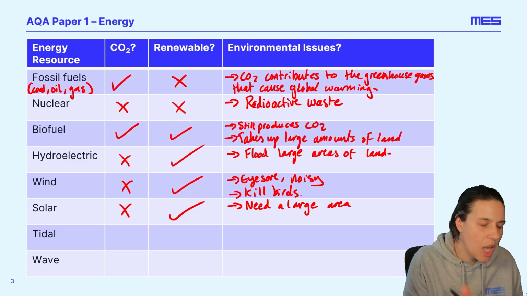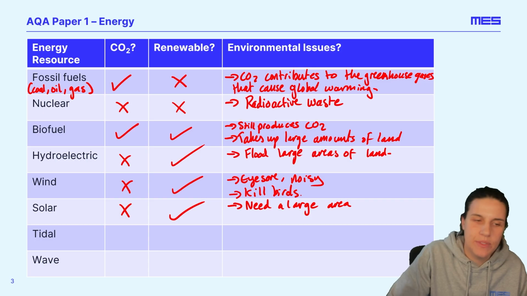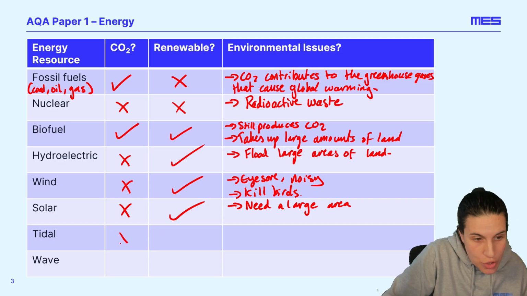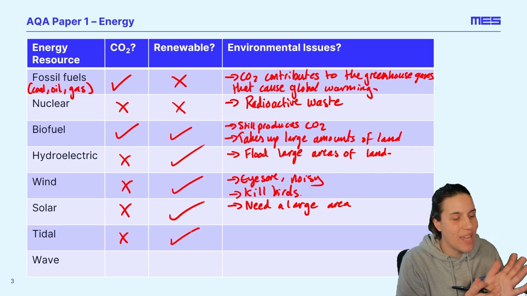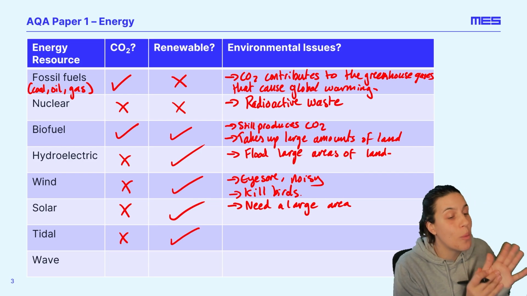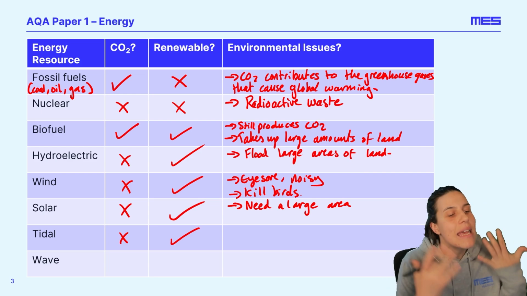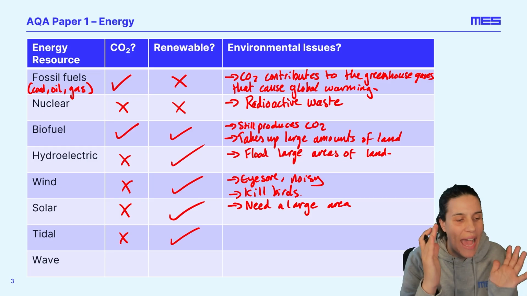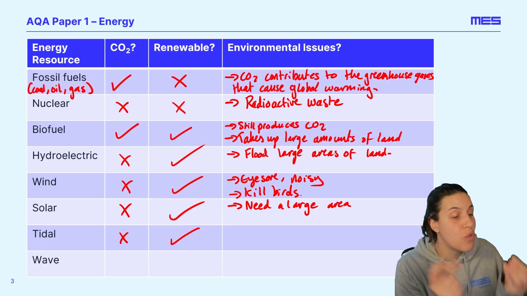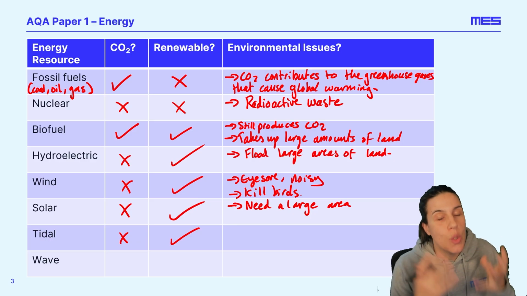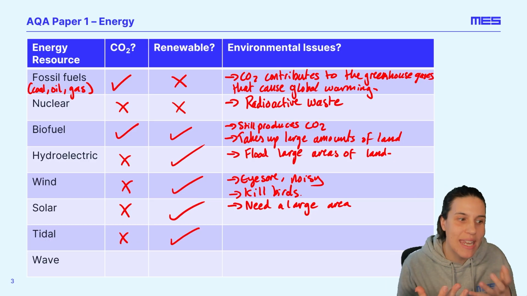Right, next up, we have got tidal. So tidal, again, doesn't produce CO2 and is renewable. So it's when we put turbines in some sort of tidal flow, normally in rivers. So for example, the Thames has a tide. So it has a high tide and a low tide, and the water goes in and out on a really regular basis. So it is quite reliable because we know the regularity of it.